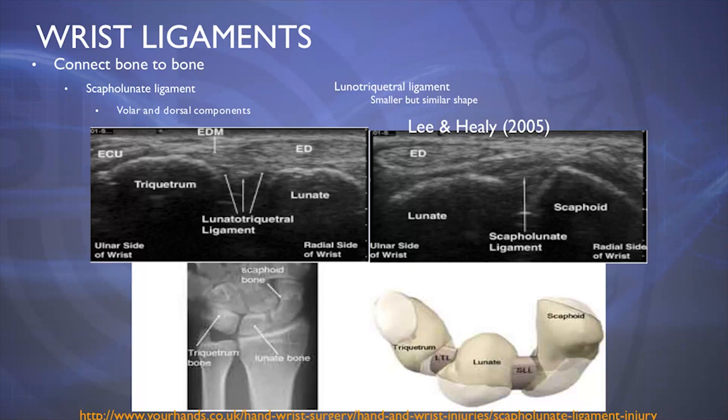So the scapholunate ligament, this is going to be in between the scaphoid and the lunate bones. We can see this mainly on the dorsal aspect, but there is a volar component too. We can see this here. Here's the scaphoid, the lunate. We can see the scapholunate ligament between the two. And then the lunotriquetral, this would be between the lunate and the triquetral bones, and we can see that the lunotriquetral ligament is in between the two.